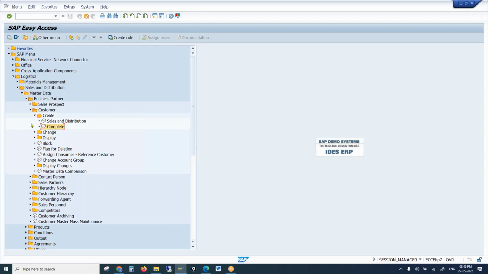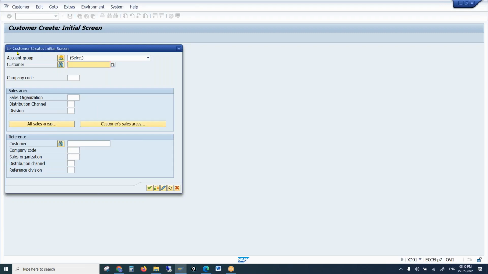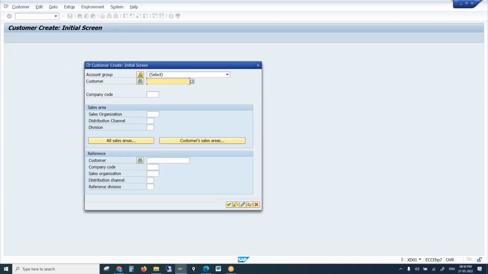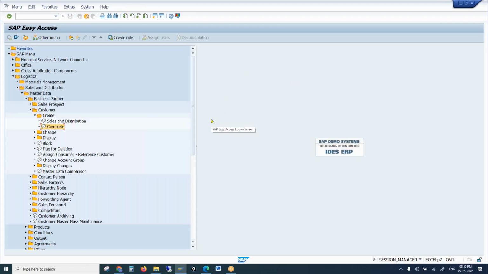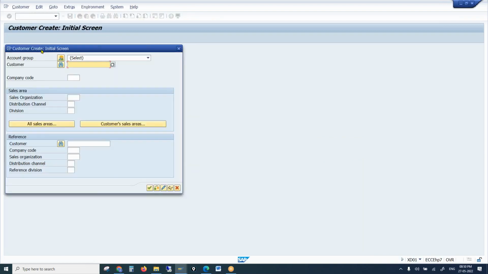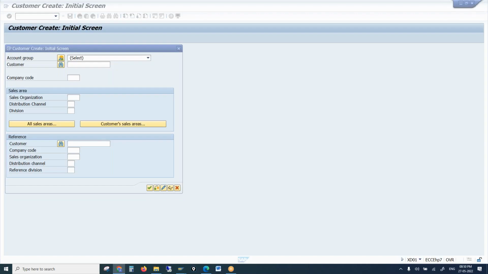So what happens is, this is the menu path, right? If I click on Complete, you see, it takes us to a screen called Create Customer. The same transaction we can also access through a short code: every transaction in SAP has a short code called a T code or transaction code. I don't need to go through the menu path. I can also call XD01 in the transaction bar, and this will take us to the same screen. So any transaction in SAP, you can access either through a T code or the menu path.